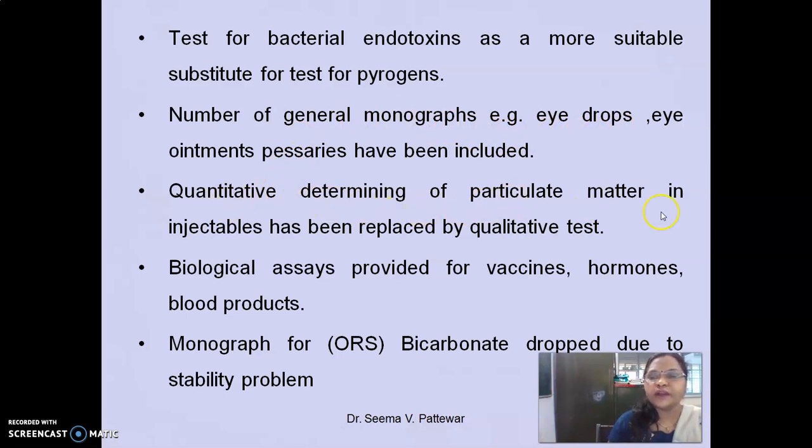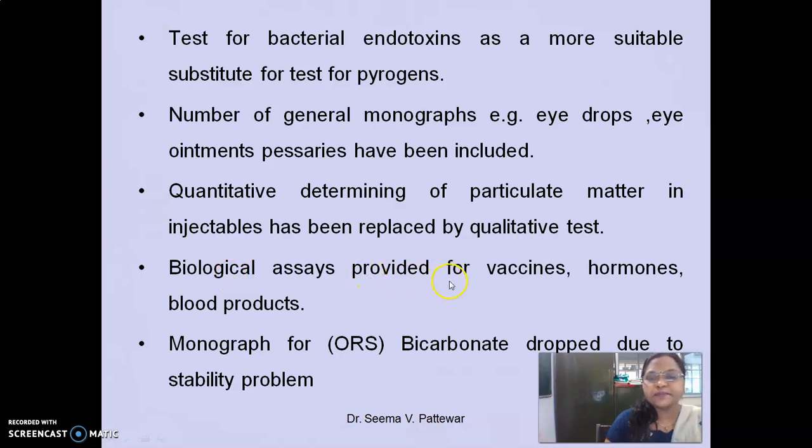Quantitative determination of particulate matter in injectables has been replaced by a qualitative test. Means hereafter the qualitative test is given more importance than the quantitative determination of particulate matter. Particulate matter means fibers, particles, or rubber particles which may be added during the formulation of eye drops or injectables. So it is very important what type of particulate matter is present in a particular batch of injectables.